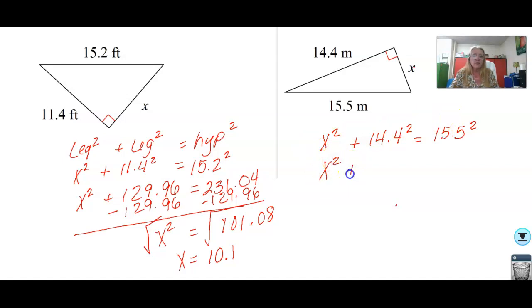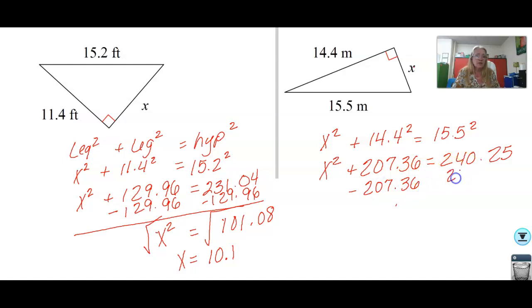So now we have to do some squaring. 14.4 squared is 207.36. 15.5 squared is 240.25. Here's our extra step. We have to get x by itself, so we subtract 207.36 from both sides of the equation.